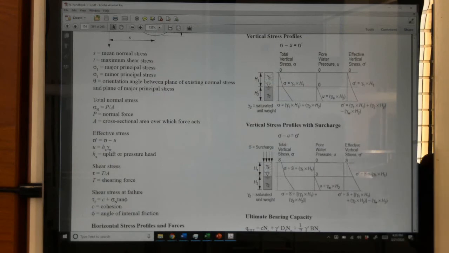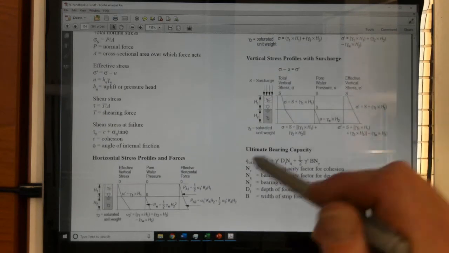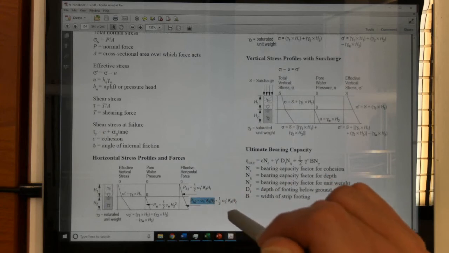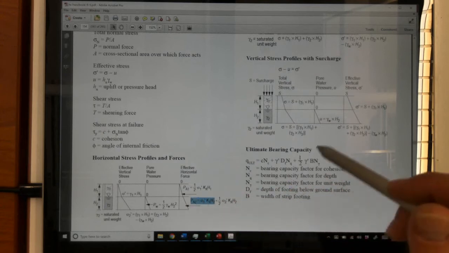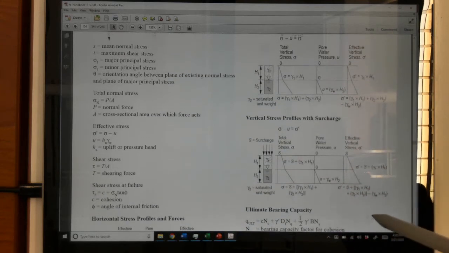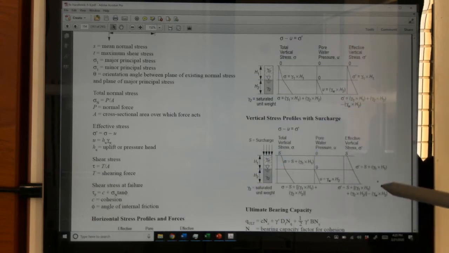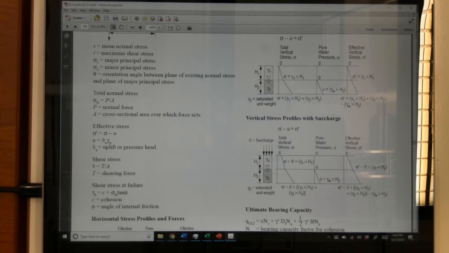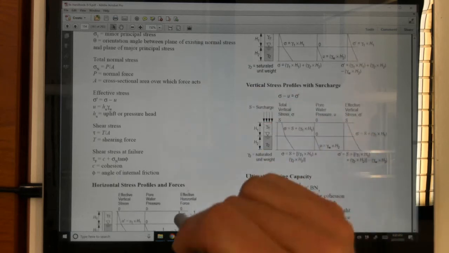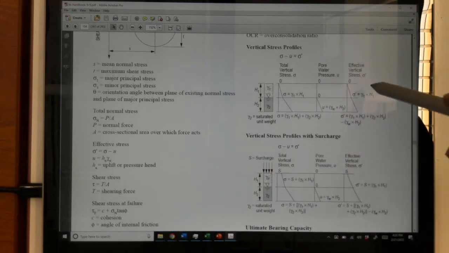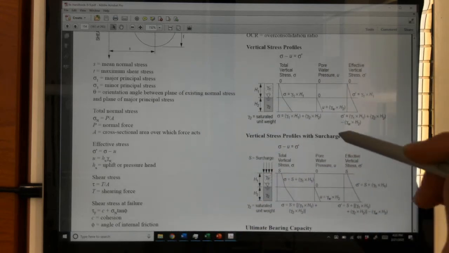For vertical stress profiles, here these are forces, right? Active forces. These are stresses that they're showing you, so sigmas. That should give us some indication of which one to use if they ask for force versus they ask for stress. So forces, stresses, then with a surcharge.